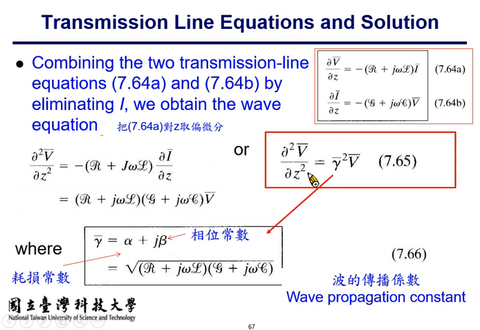So gamma is referred to as the wave propagation constant. And it's a combination of alpha plus j beta. Beta is what we refer to as the phase constant when we're dealing with a lossless transmission line. So if you check the equations in chapter 5.